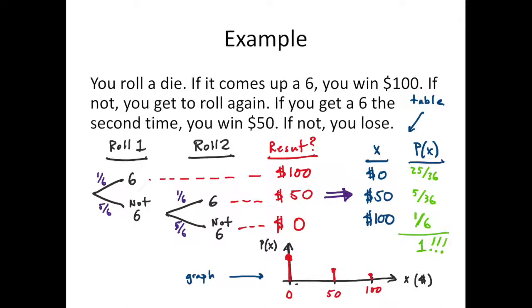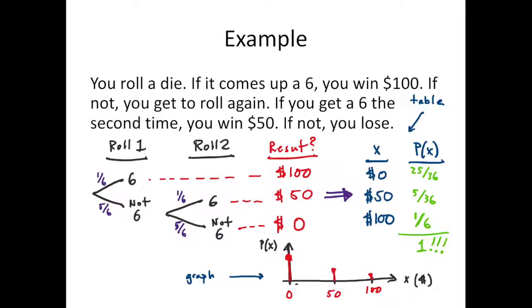Now in roll 2, that 1/6 is really a conditional probability. It's the probability of getting a 6 on roll 2 given you did not get a 6 on roll 1. Likewise, the not 6 on roll 2 is really a conditional probability of not getting a 6 on roll 2 given you did not get a 6 on roll 1. So when I'm multiplying through from start to finish, just like we did with conditional probability, what I'm really using here is the general multiplication rule again.